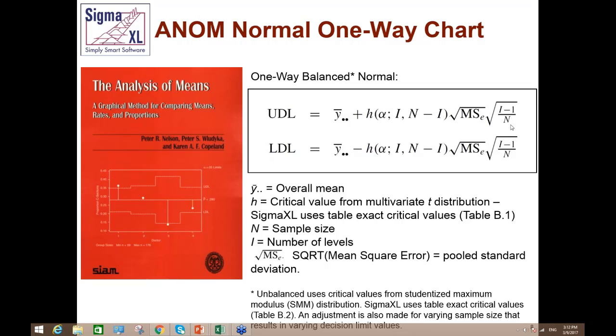This actually looks very similar to confidence intervals for a mean, based on the mean plus and minus t times s over the square root of n. It's that same idea, but extended for multiple levels, for multiple comparisons. Now, this particular formula is for balanced data, and there are other critical values used if the data are unbalanced, and the software detects that and automatically applies the correct critical values. I'm not going to get into the details, but if you're interested, you can look into the book and the appendices of the SigmaXL workbook.